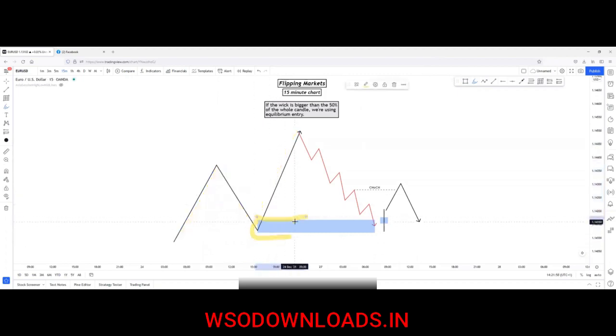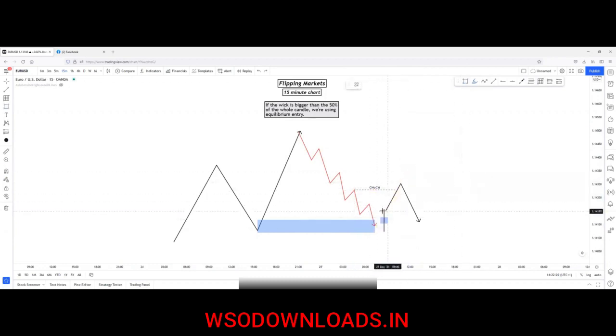Price created this 15-minute demand zone right here because it broke structure here with an inefficient push. And let's say it swept some liquidity from this region. Okay, so we have this really valid demand zone right here. Price came back down to mitigate this zone. And after the mitigation, it changed character to the upside here and broke through this supply zone and broke through this supply zone. So we have a valid change of character with an inefficient push.